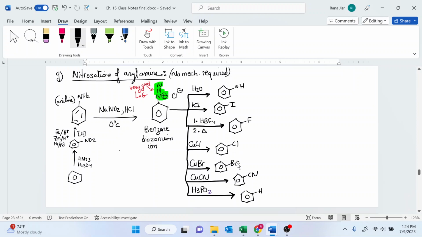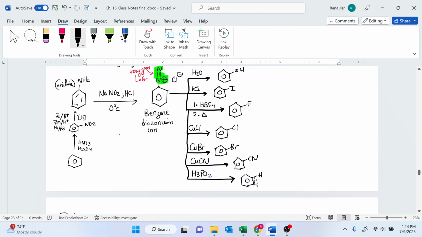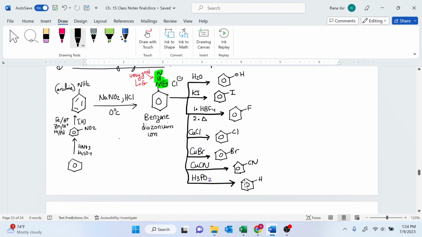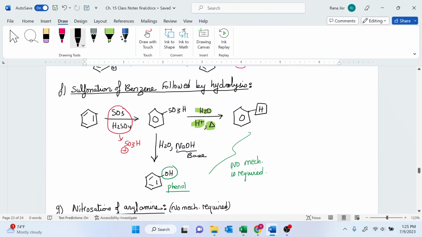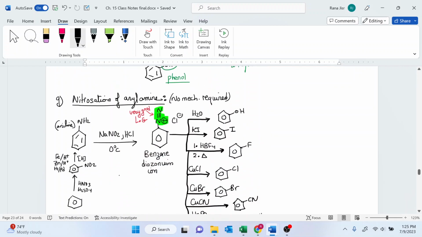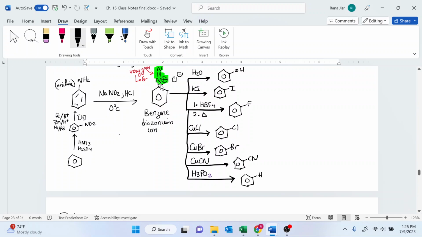If you want to add a chlorine or a bromine, other than using a bromine in presence of FeBr3, then you can use copper bromide or copper chloride. Adding a cyanide, this is a way to add a cyanide. Let's say, for example, if we needed just a benzene, there are two ways to do it. Either by washing away the sulfonic acid, we can get rid of it, or we can do the diazonium ion, and then we can add the H3PO2. Then we're going to get the benzene.